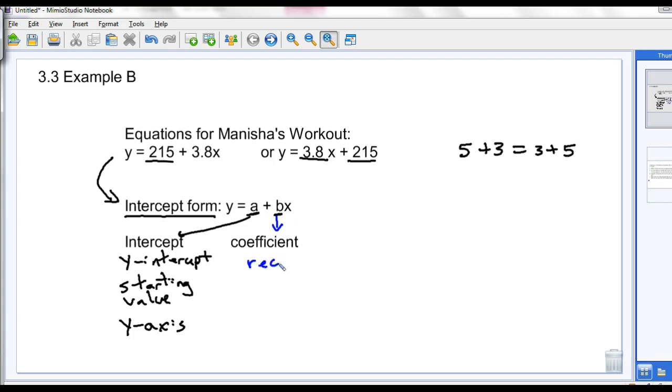So then this b is our coefficient. That's also the recursive rule. When Manisha went 3.8 calories per minute, that's our recursive rule. That is our coefficient. That was how much we went up. It's the slope or the steepness of our graph, the steepness of the line. That's the coefficient, the number with the x. So it doesn't matter which letters you use. You might see a and b, or m and x, or m and b. As long as you know the intercept is the one without the variable and the coefficient is the number with the variable, you're going to be just fine.